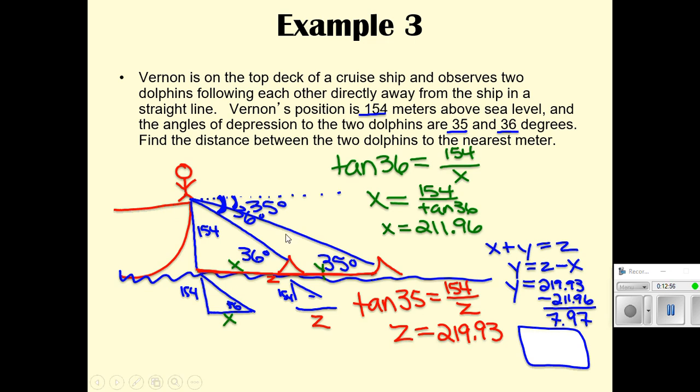So this is the distance. This is where the dolphins are, and we're going to find the distance between these two dolphins. So we're going to subtract 219.93 minus 211.96, which is 7.97. So the distance between these two dolphins is 7.97. So that's the answer.